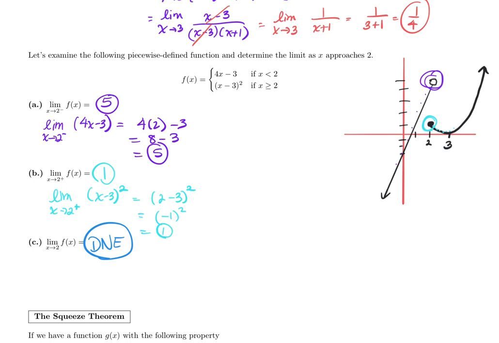We would claim the same thing analytically, because we would say it does not exist because the limit as x approaches 2 from the left of f of x does not equal the limit as x approaches 2 from the right of f of x.